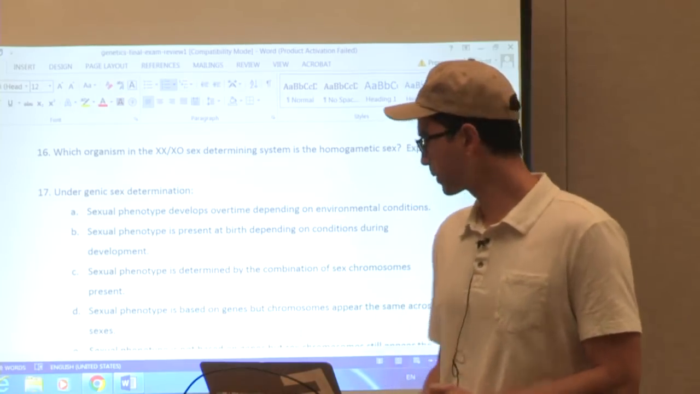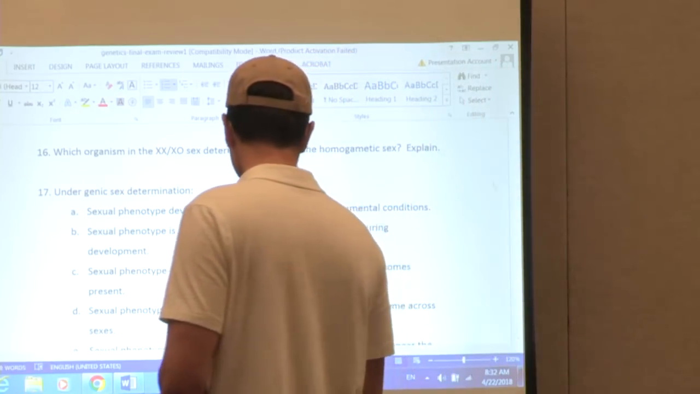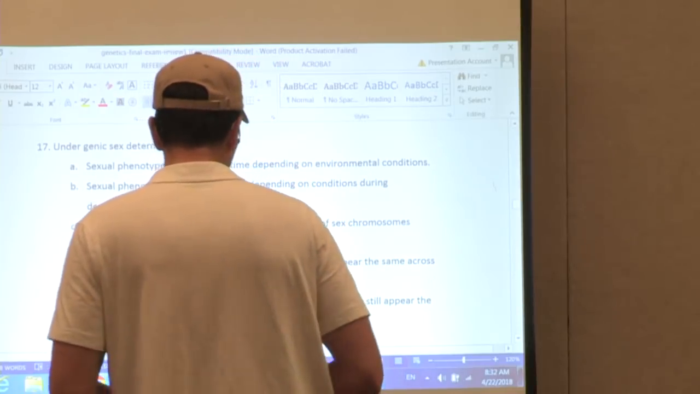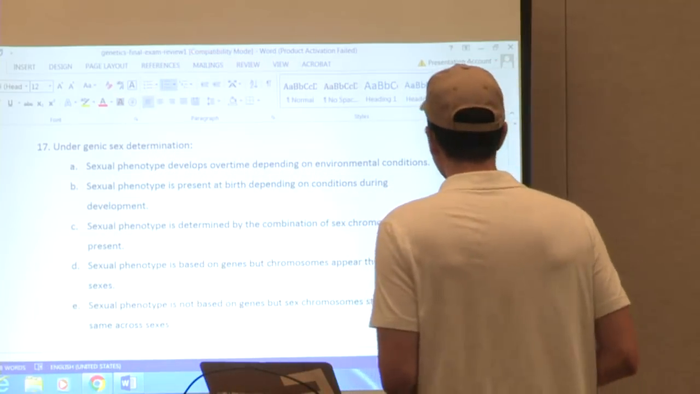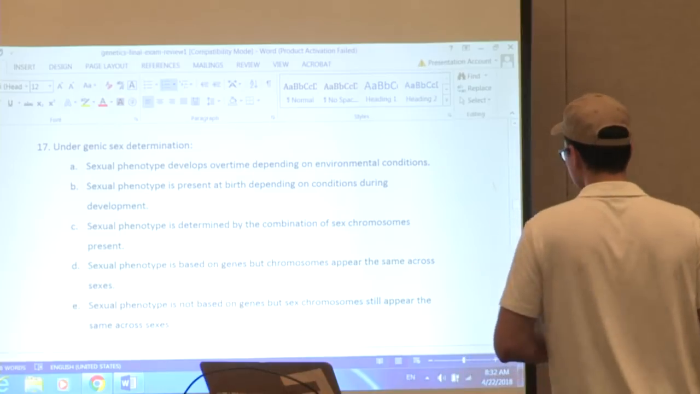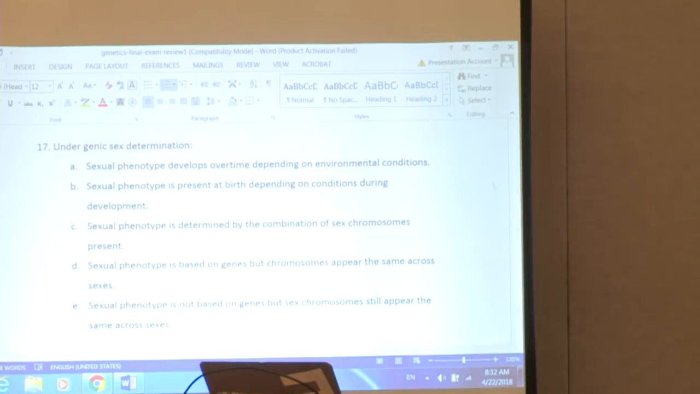What's the other sex determination system, the ZW? Yeah, that would be the ZZ and the ZW. Is ZZ female or ZW? Female ZW. Okay. So then the male in that case would be homogametic and the female would be heterogametic, right?